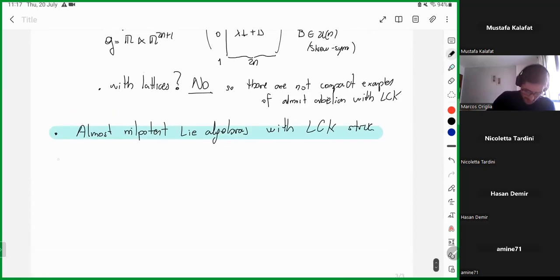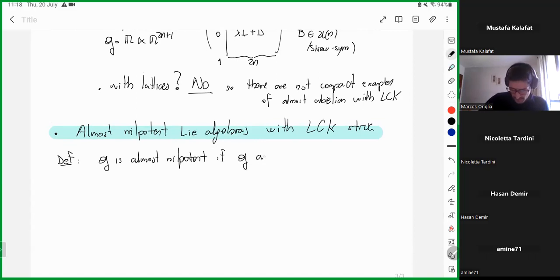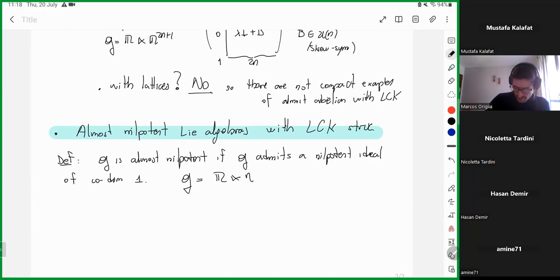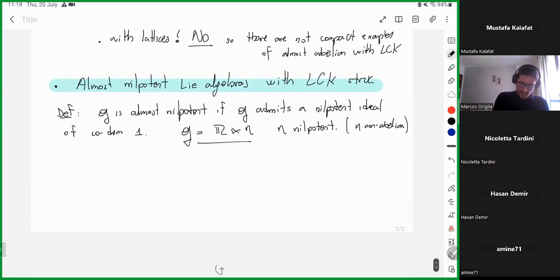Right? Okay. So very quickly the definition. So G is almost nilpotent if it admits a nilpotent ideal of codimension one. It means that G is R acting on some N, so N nilpotent. And we really want N not abelian. Otherwise, we are in the previous case, right? It would be an almost abelian Lie algebra. So that's the definition of almost nilpotent.